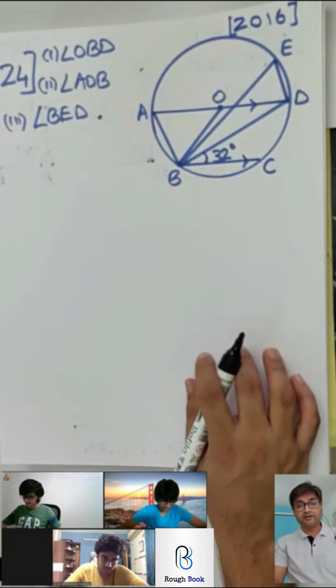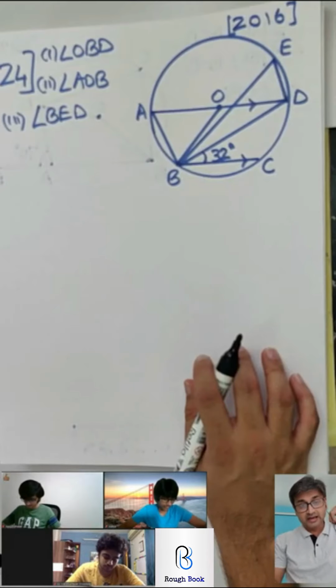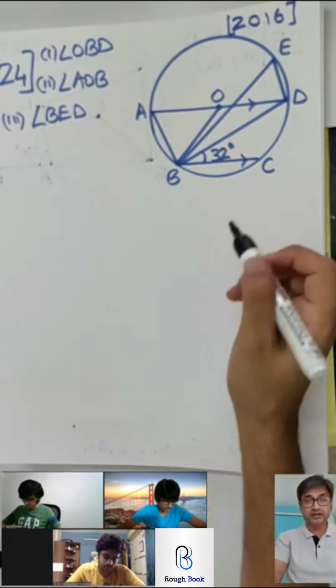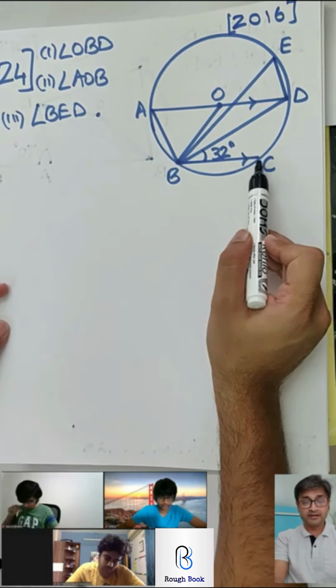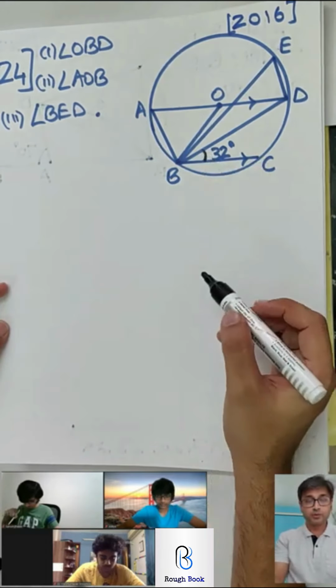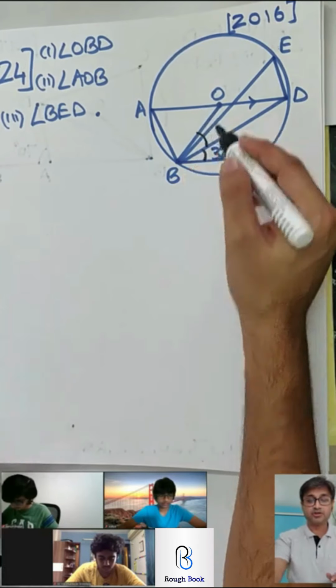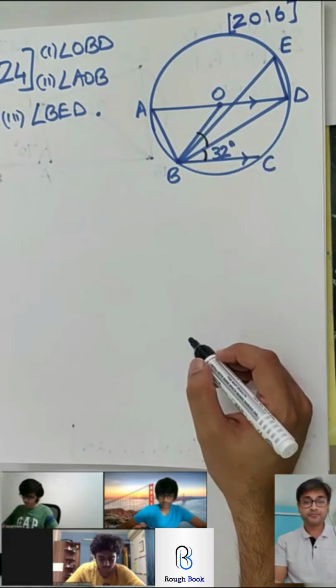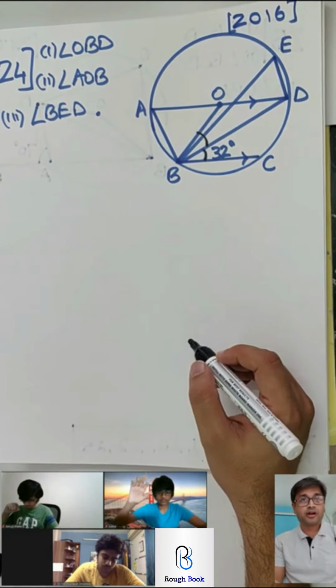Let's go to the next one, 24th. There you go. It's a 2016 board question, and let's see if you can hit this absolutely correct. Before that, they've given these two lines are parallel. This angle is 32. Your first target, OBD. Damn simple. Just think about how you're going to get OBD. Anybody? Any three of you all would like to try?